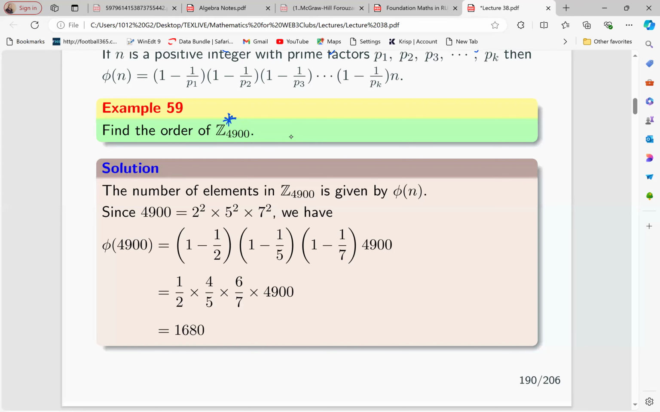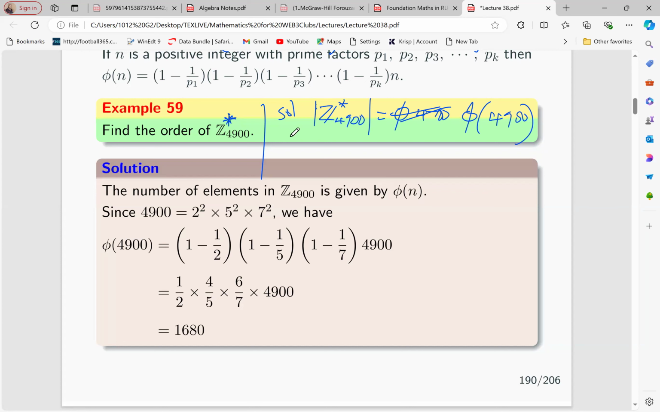Because if the star was not there, then it would have been easier just to tell the order. The order would be equal to n. So this one has a star. If it has a star, and you are asking about the order of this group, the solution is that the order of this group with a star there, 4900, is equal to the Euler phi of 4900. So they are the same.